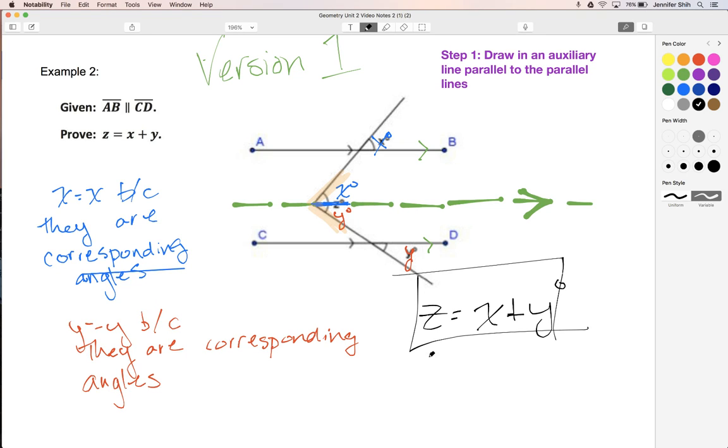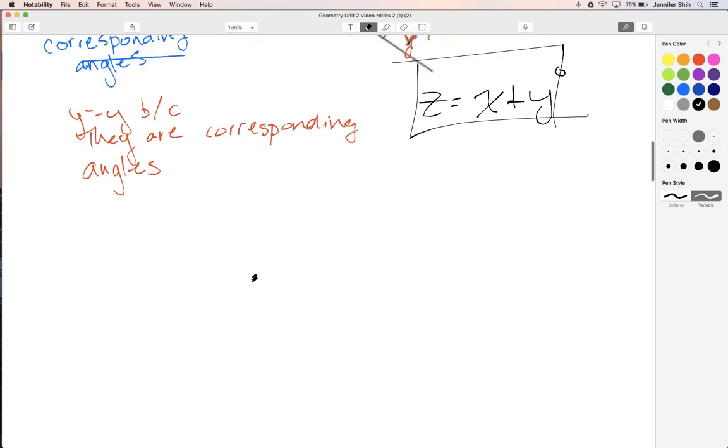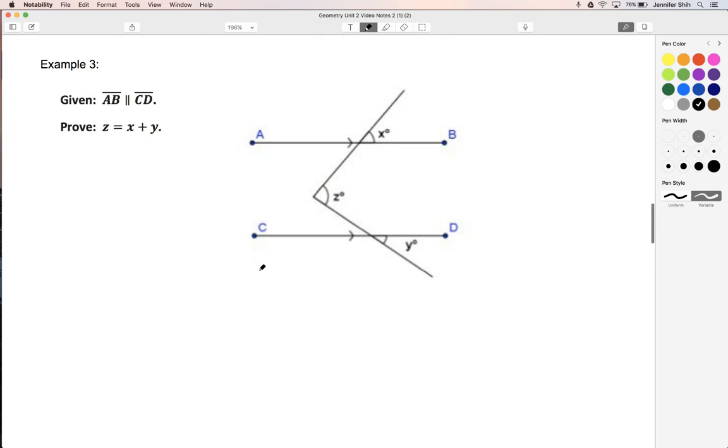Are you ready for version 2? If you need to pause this, pause right now and meet me at version 2, where you have to draw the same figure over again. Go ahead and draw the same figure over again, and now we are going to talk about version 2. Write this down. Same thing. We have parallel lines. Notice this is how I annotate my work. If it says it's parallel lines, I myself have to draw and see that these are parallel lines as well.